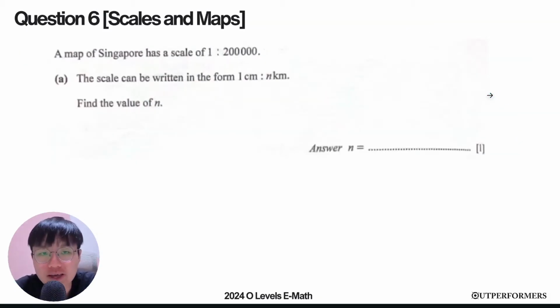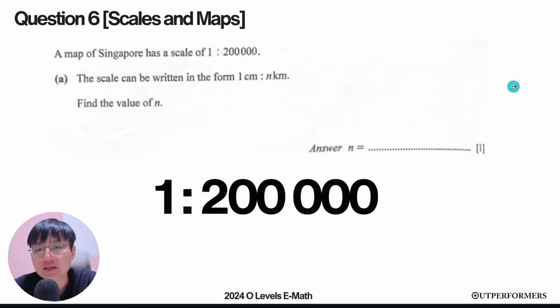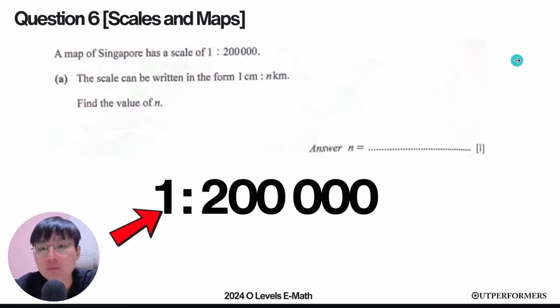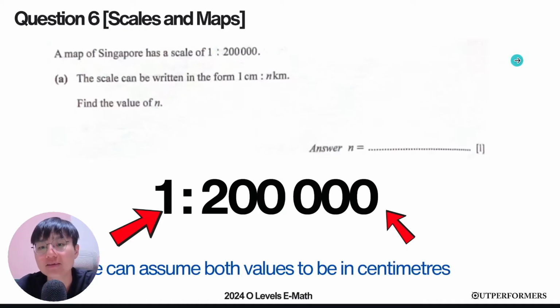Moving on, we have skills and maps question. Question 6 says a map of Singapore has a scale of 1:200,000, and part A says the scale can be written in the form of 1 cm is to n km. Find the value of n. So right here, when they give us a scale like this, always treat both sides as in centimeters. When they don't give you anything, both sides are in centimeters unless stated otherwise.